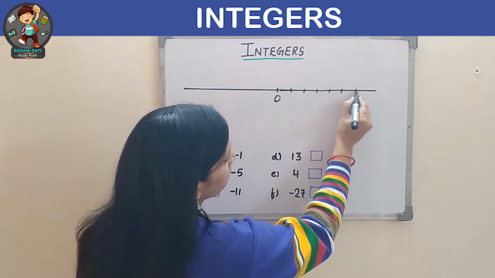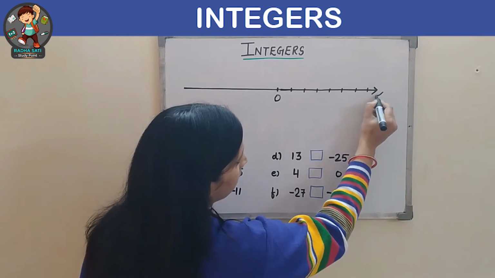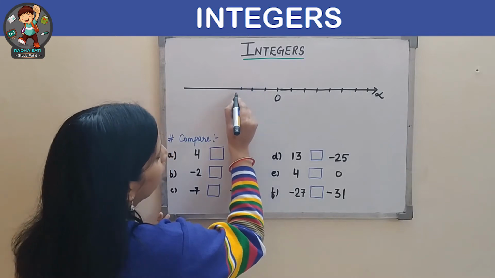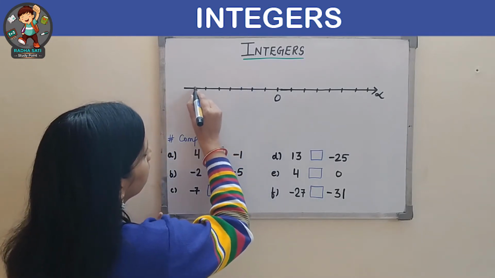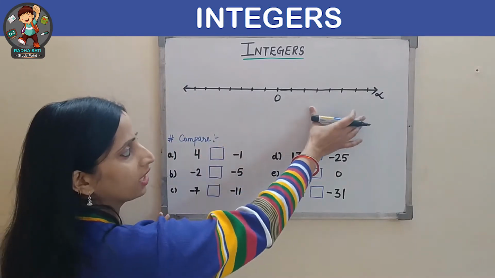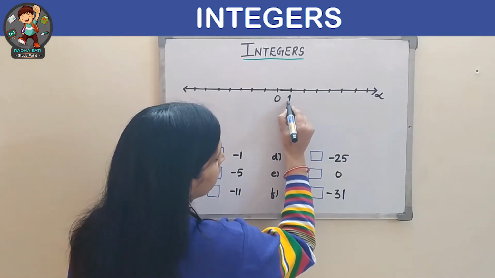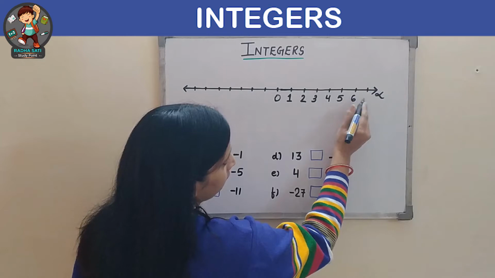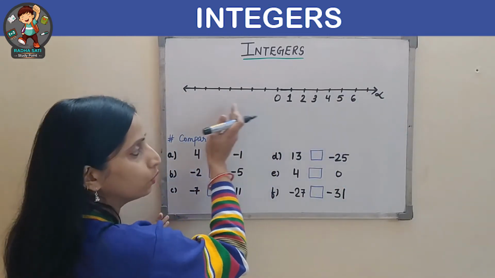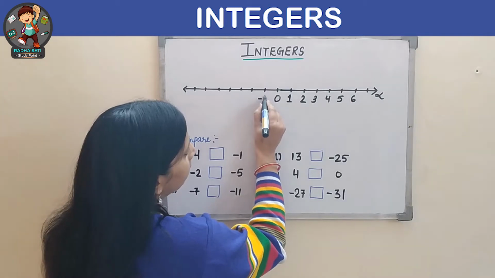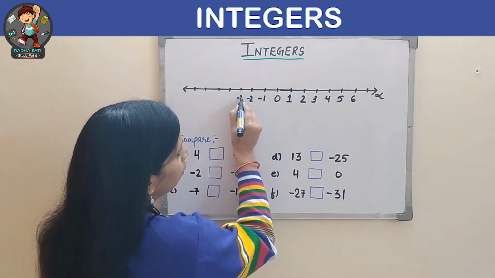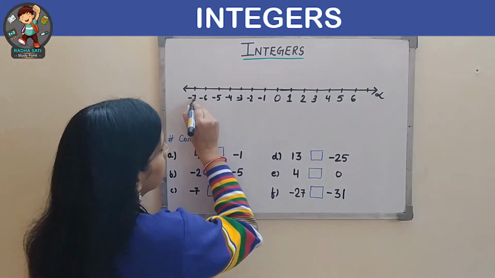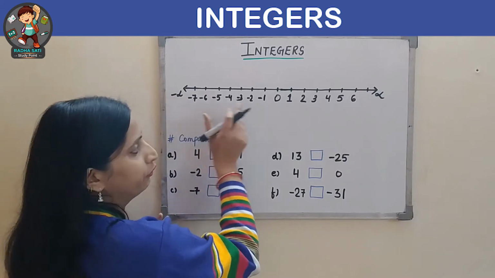3, 4, 5, 6, 7 and this write infinity. And towards left also mark some points at equal distance. Then write all the positive numbers to the right of this 0: 1, 2, 3, 4, 5, 6 and so on. And to the left of the 0, write the negative numbers: -1, -2, -3, -4, -5, -6, -7 and this will go till infinity.